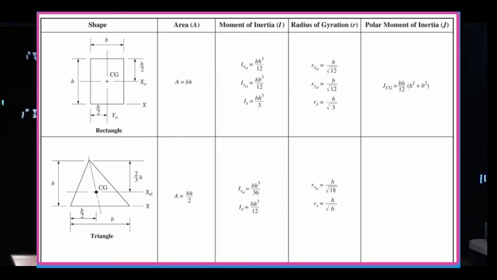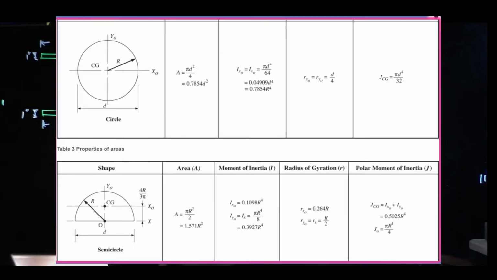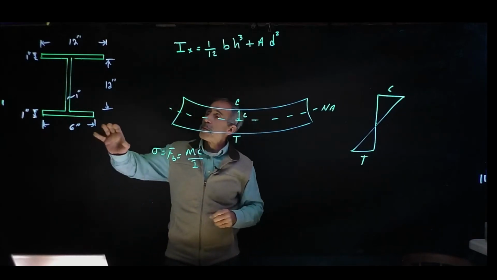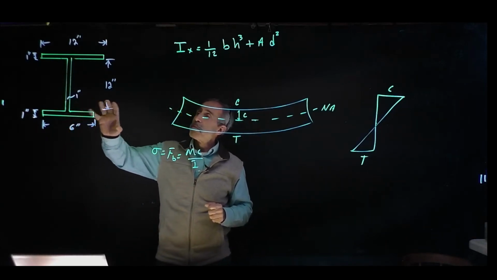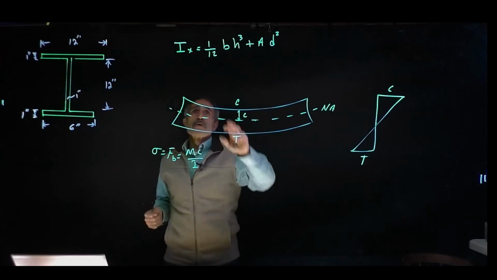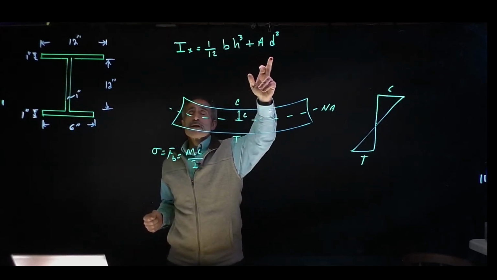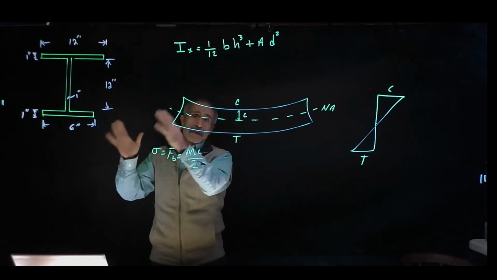So now, the moment of inertia equation for a rectangular shape, as you can see on the board, is 1/12 b h cubed. However, if you have a compound shape, or multiple shapes, then you can use 1/12 b h cubed plus A d squared. I'll explain that as we do an example in a minute.